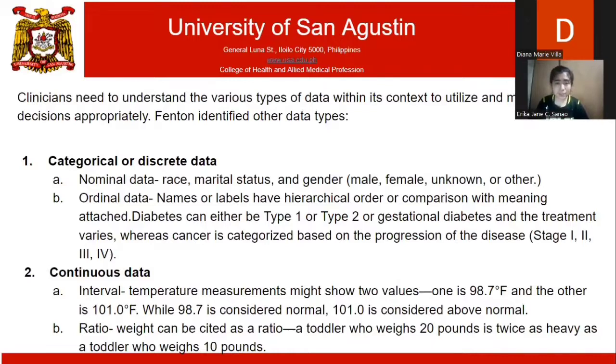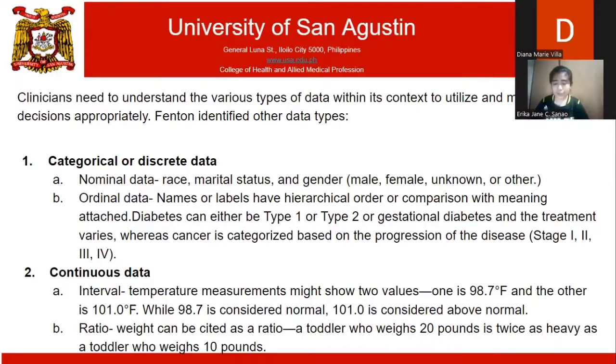Diabetes can either be type 1, type 2, or gestational diabetes, and the treatment varies, whereas cancer is categorized based on the progression of the disease, stage 1, 2, 3, and 4. Through the use of staging or differentiation of diagnosis, clinicians can have a snapshot to correlate the symptoms and order the appropriate treatment.